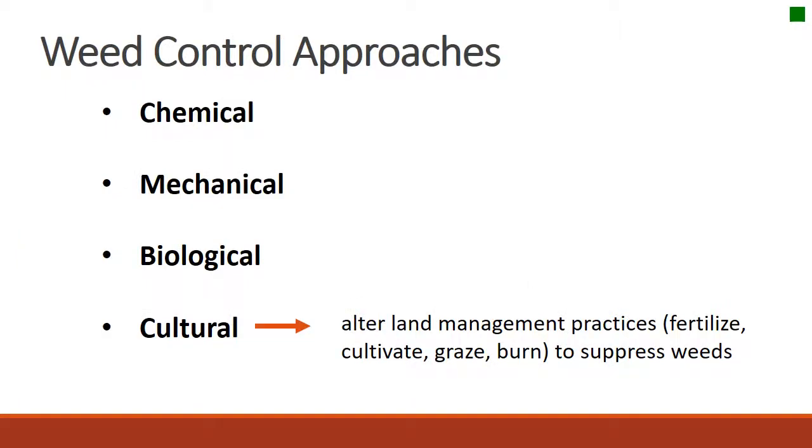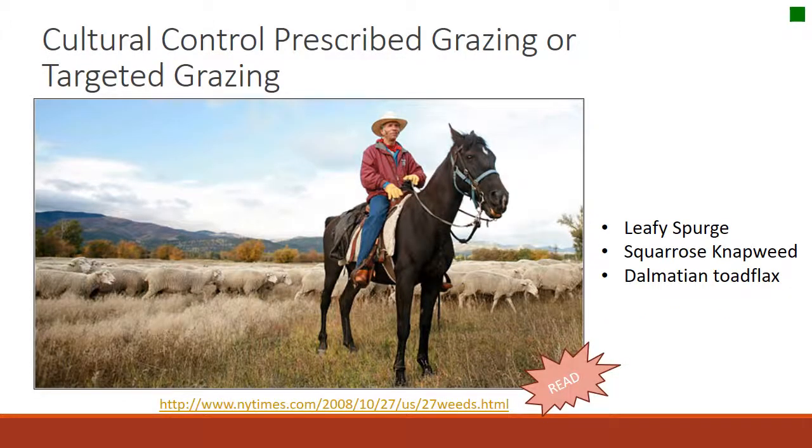The last one is cultural, and this is how you manage your practices of the land. You're fertilizing, you're cultivating, you're grazing, you're burning to suppress weeds. Go ahead and read this article. It's a pretty good piece about how one town in Montana is using sheep in order to manage their weed problem.